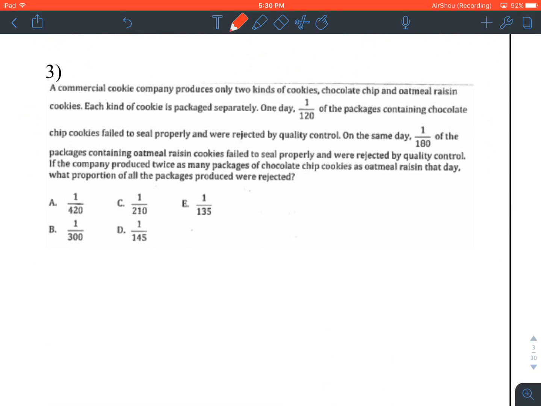Number 3, a commercial cookie company produces 2 kinds of cookies, chocolate chip and oatmeal raisin.